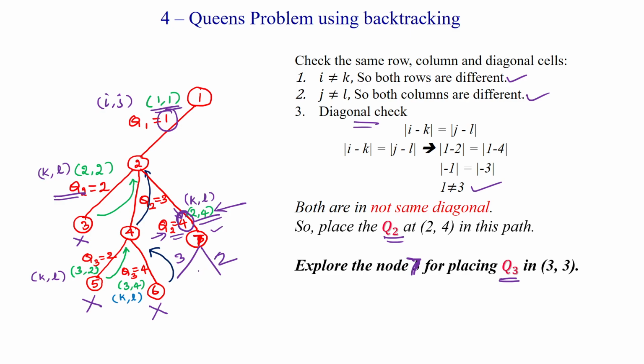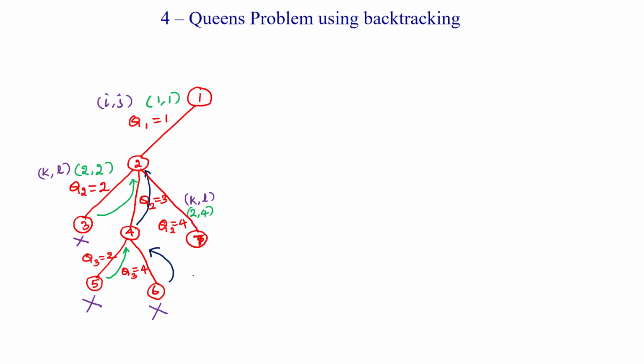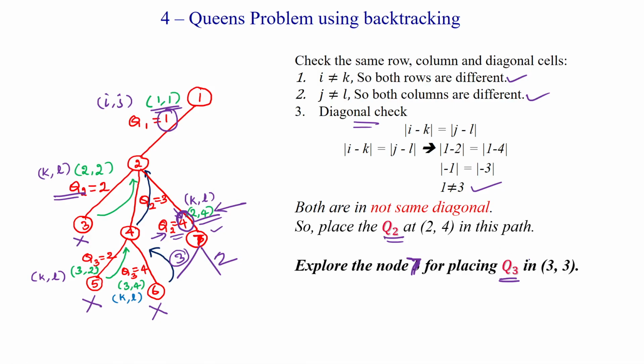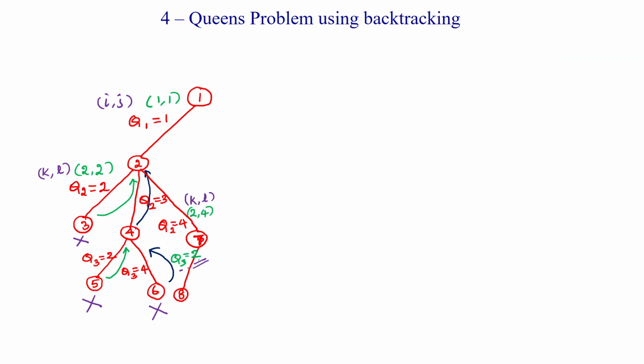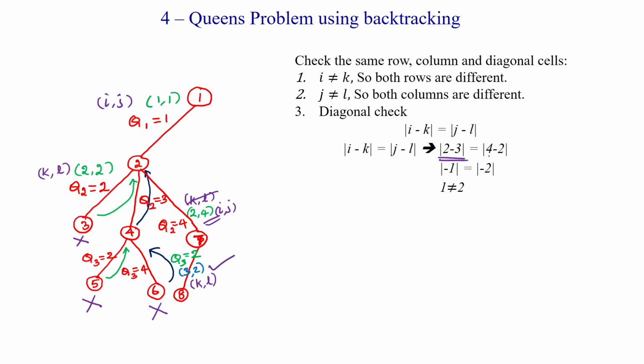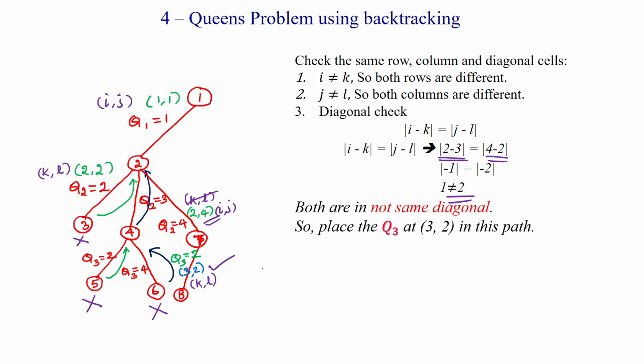Now I am checking queen 3 at 3 comma 2, right? So I am checking queen 3 positioned at 3 comma 2. When you place it at 3 comma 2, give the index values i comma j and k comma l. Now when you are substituting the values, if both are not in the same diagonal, then you can place queen number 3 in the second column.